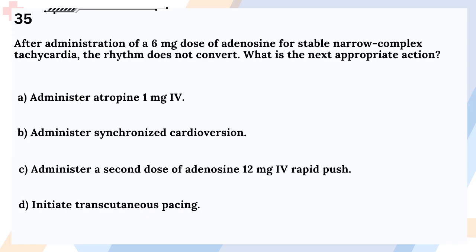Question 35. After administration of a 6 mg dose of adenosine for stable narrow complex tachycardia, the rhythm does not convert. What is the next appropriate action? A. Administer atropine 1 mg. B. Administer synchronized cardioversion. C. Administer a second dose of adenosine 12 mg for rapid push. D. Initiate transcutaneous pacing.